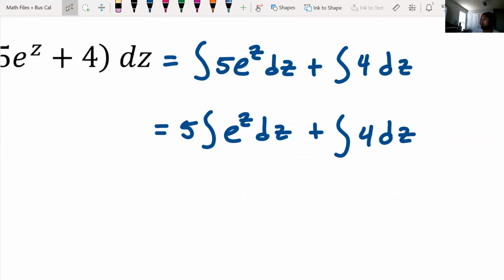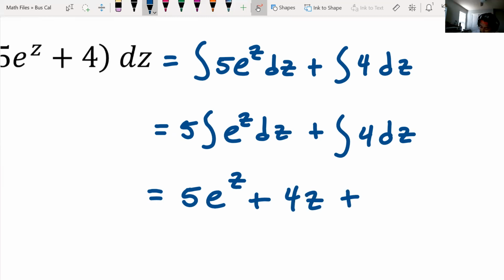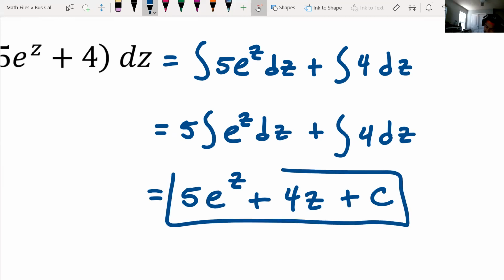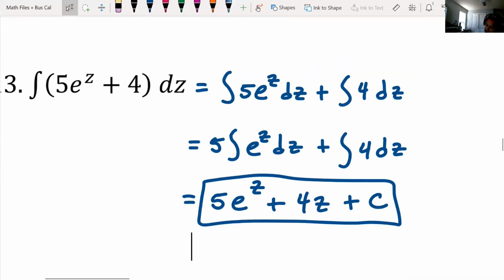And now we're going to use the formula for e to the x that's on the first page. And the antiderivative of e to the z is, guess what? E to the z. Plus the antiderivative of 4. 4 is a constant. So you're going to get 4z plus c. There it is.